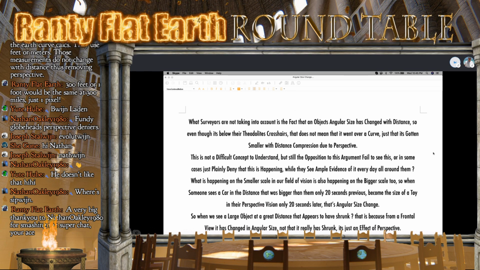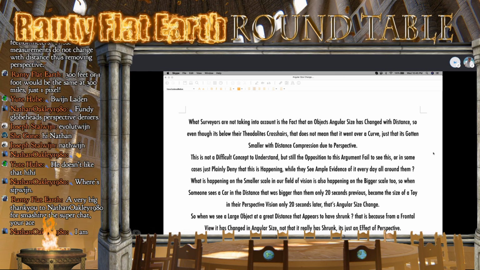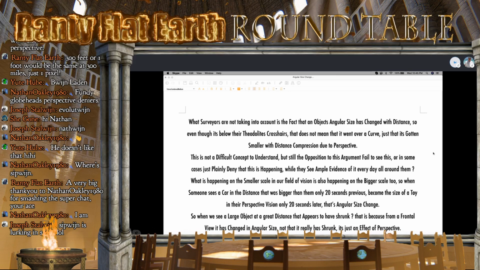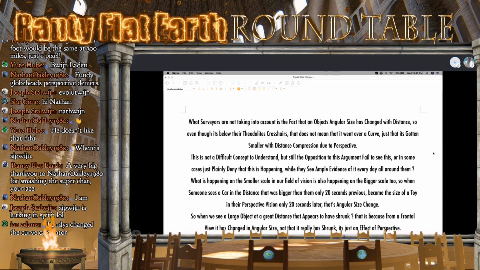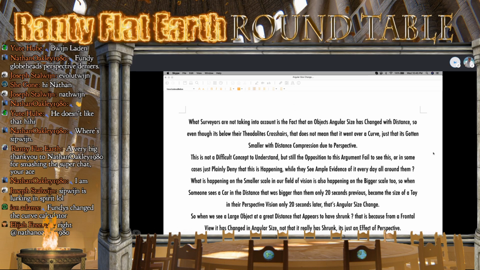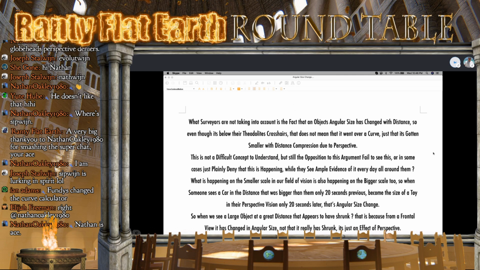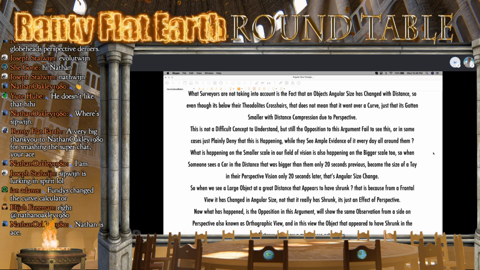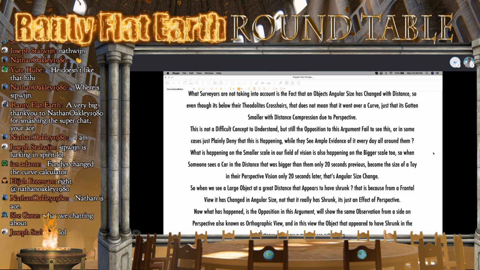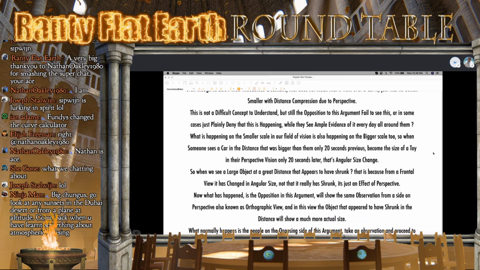What is happening on the smaller scale in our field of vision is also happening on the bigger scale too. So when someone sees a car in the distance that was bigger than them only 20 seconds previous become the size of a toy in their perspective vision only 20 seconds later, that's angular size change. So when we see a large object at a great distance that appears to have shrunk, that is because from a frontal view it has changed in angular size. Not that it really has shrunk, it's just an effect of perspective.